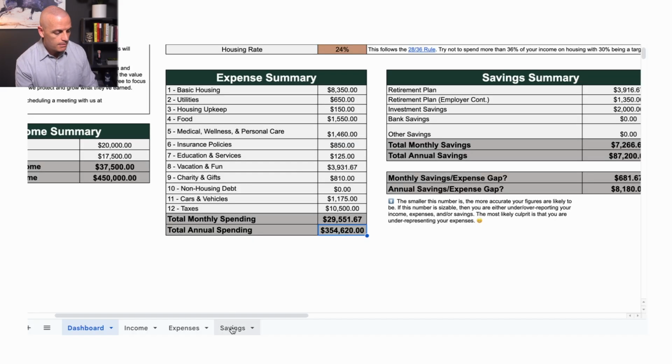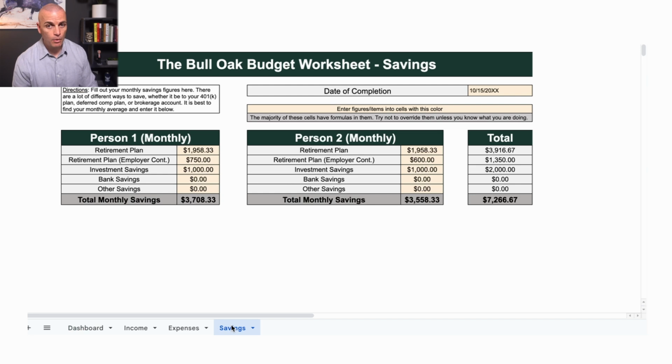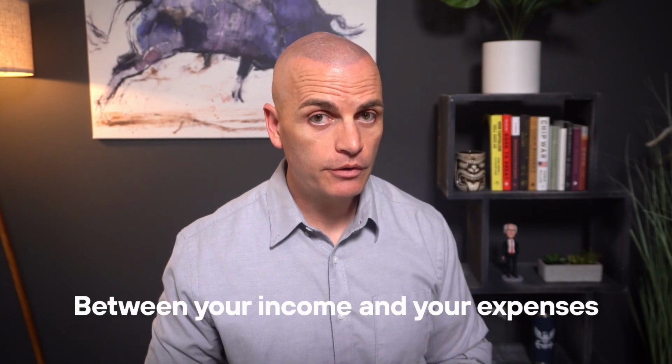Now, the last tab is probably one of the most important tabs, which is going to be your savings tab. I'll get into this a little bit later, but these numbers should be the difference between your income and your expenses, right?